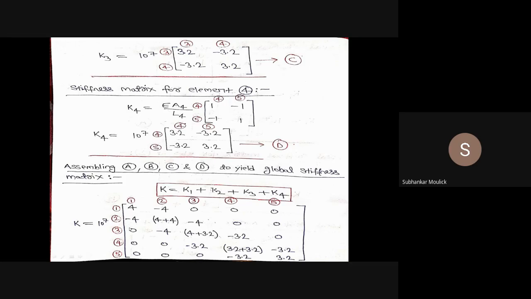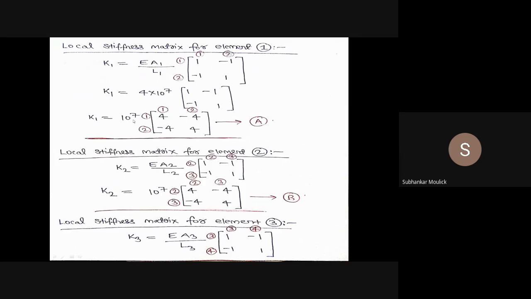Okay, so next what I need to do, I need to assemble these things. That means if I talk about this particular value, how I will get, I have to see first row and first column. That will be this particular value from A, B, C, and D. So from A, 1 is 4. From equation B, there is no 1. From equation C, no 1. From equation D, no 1. That means this value is 4.